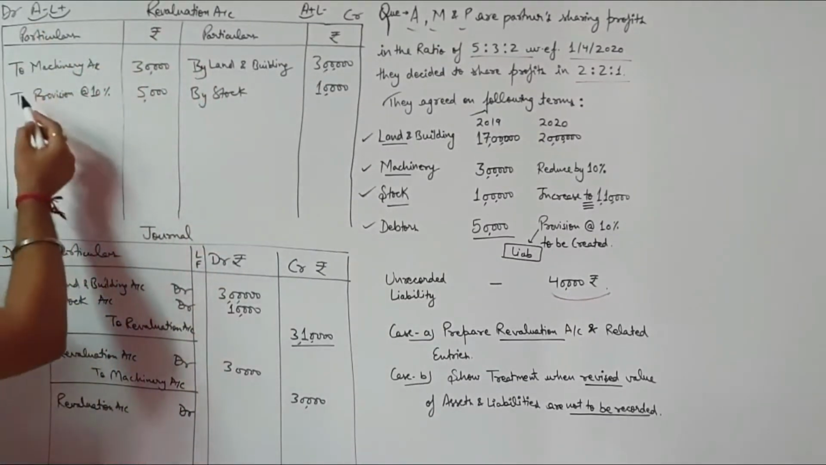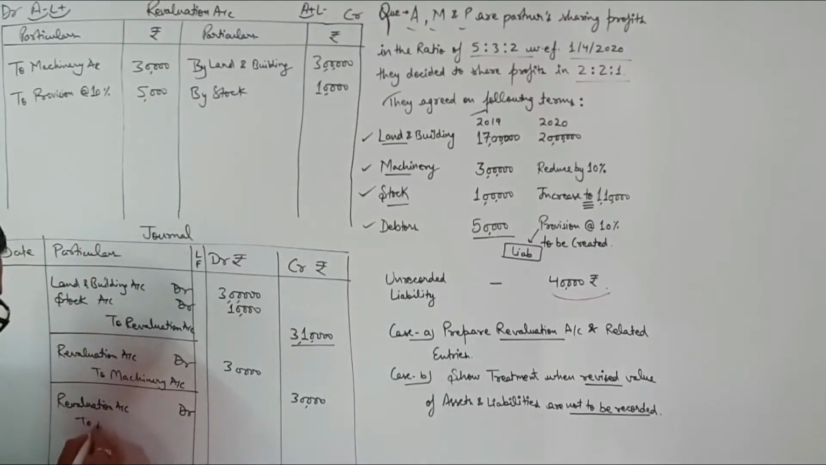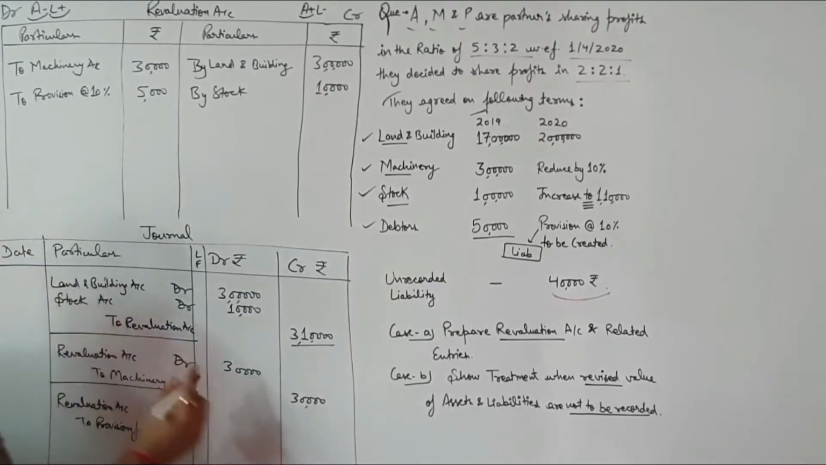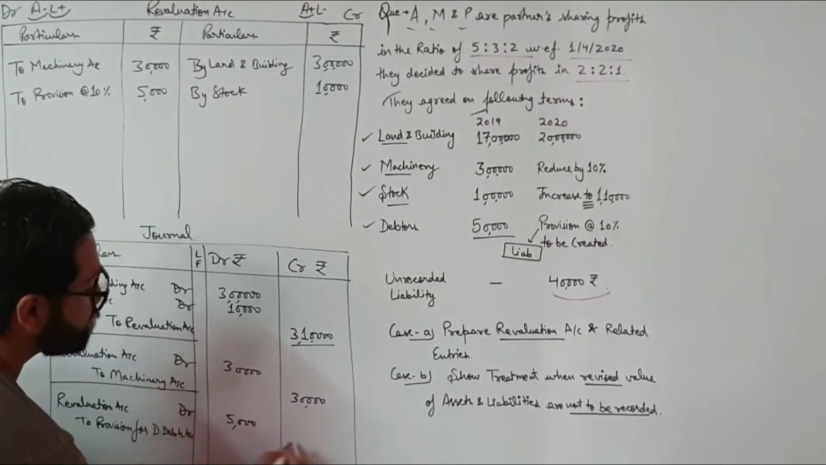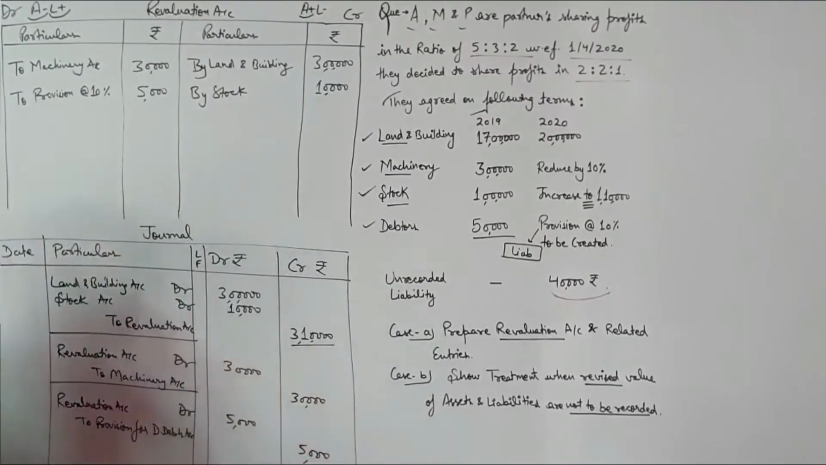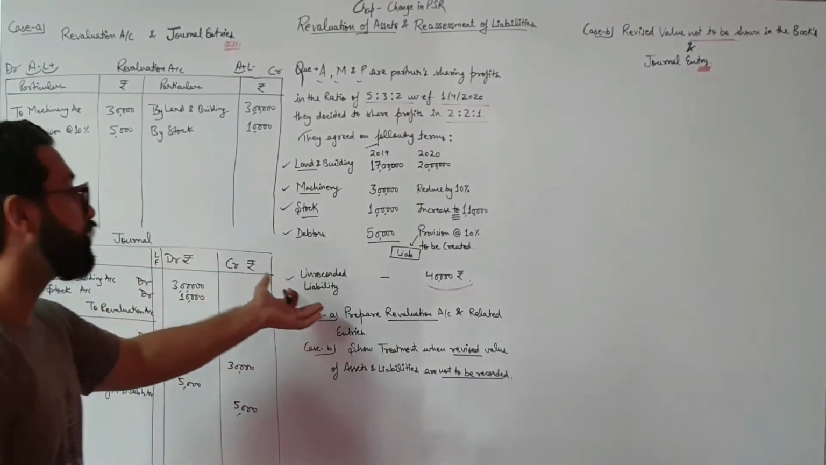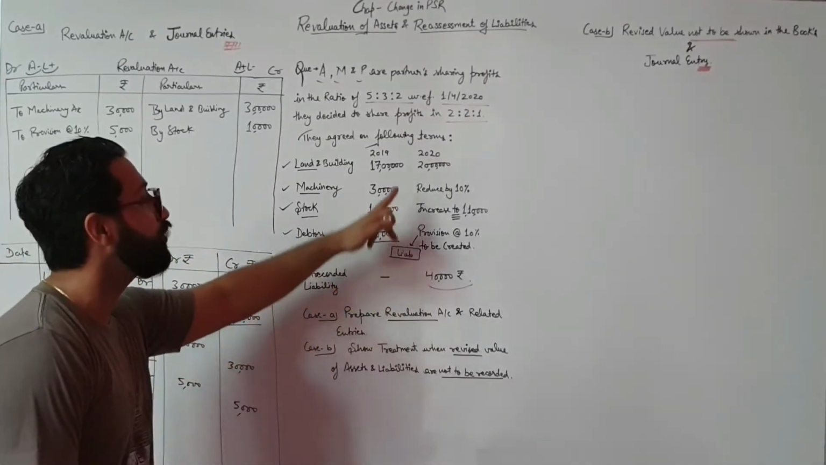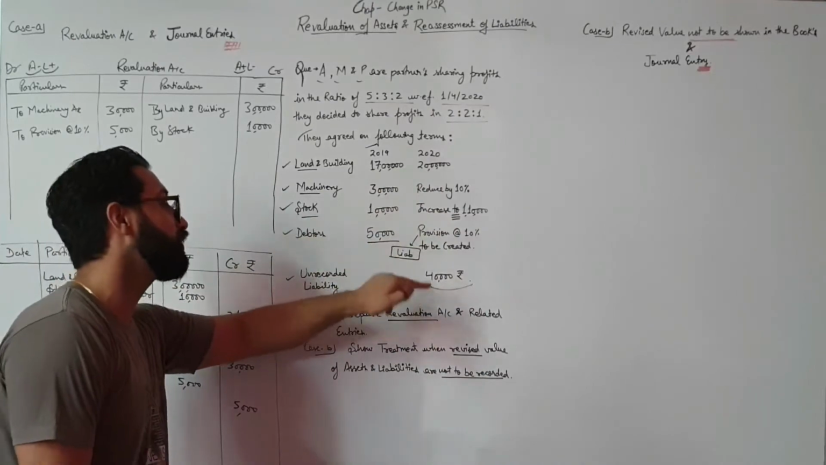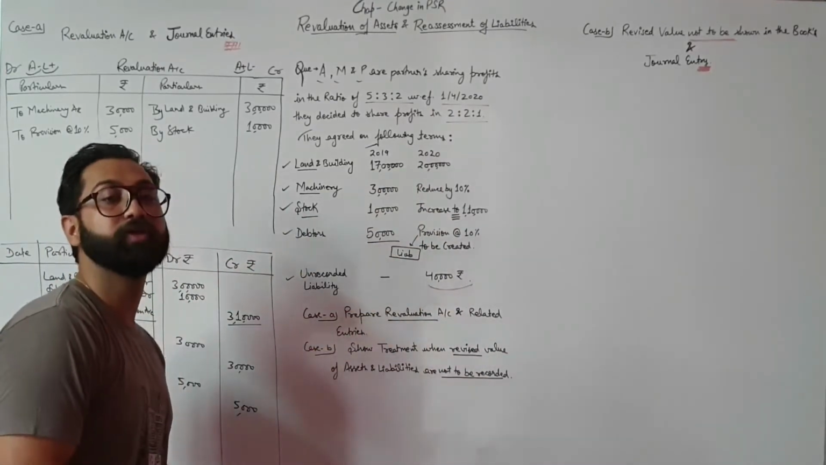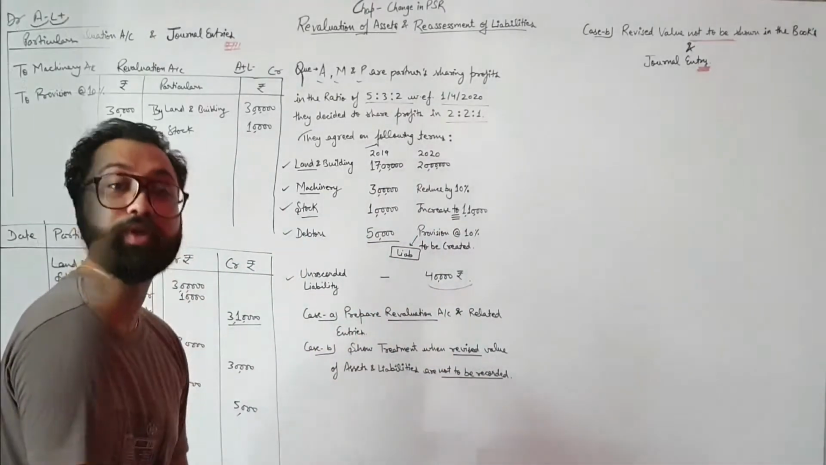Revaluation account debit to provision for doubtful debts 5,000 and 5,000. Unrecorded liability. There was an unrecorded liability. We came to know in 2020 that there is an unrecorded liability which is now to be recorded.